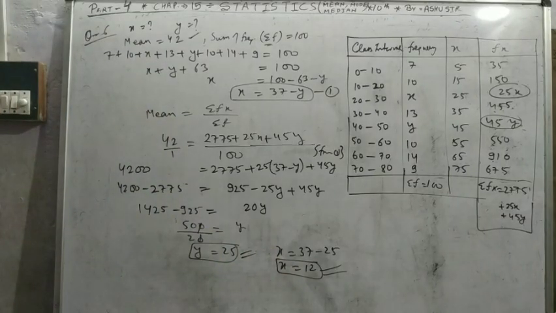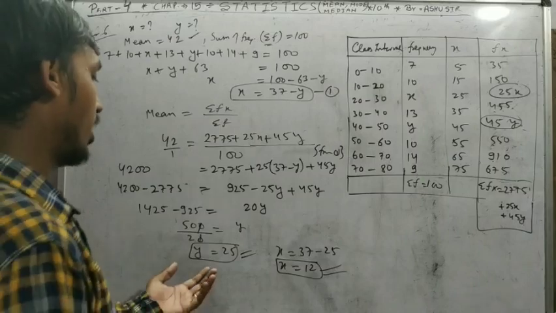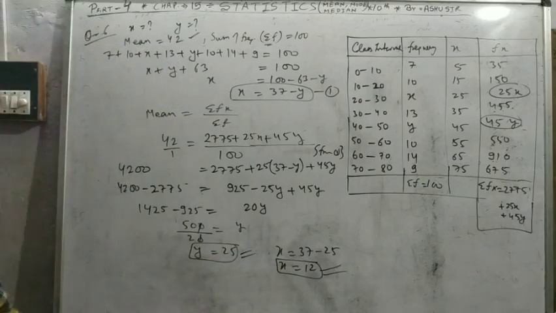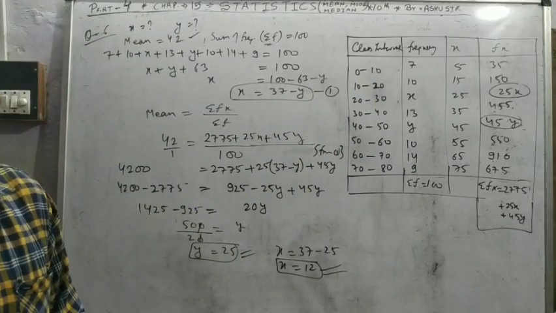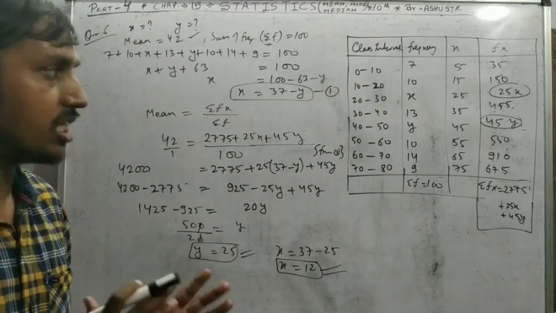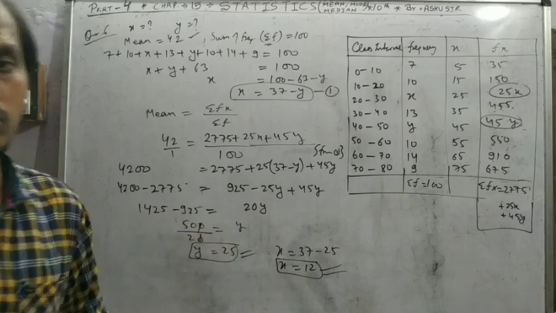We have to use the direct method to find the value of x and y. For a missing frequency, always use the direct method. You can use any method, but this is easy. So pause the video and note down.